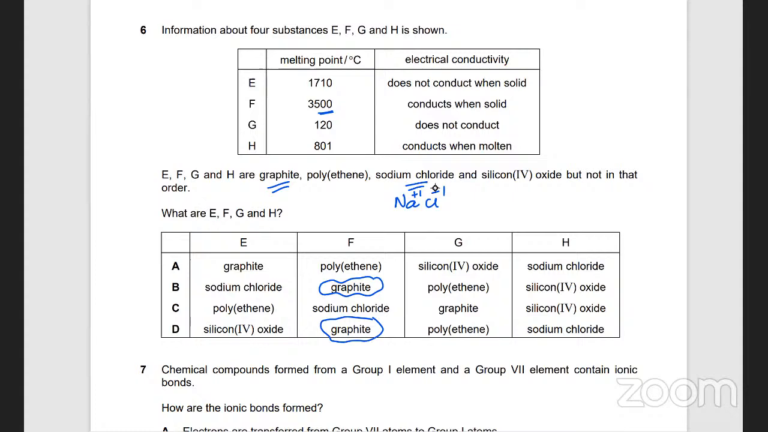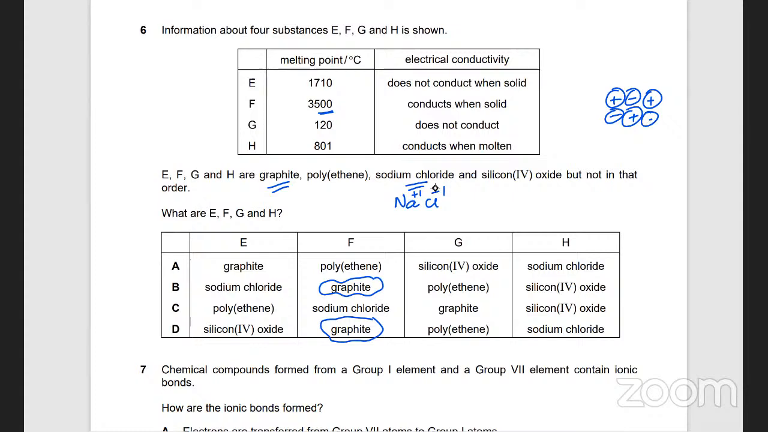Ionic compounds form giant ionic lattices, where there's a strong attraction between positive and negative ions, which is why they have high melting and boiling points.